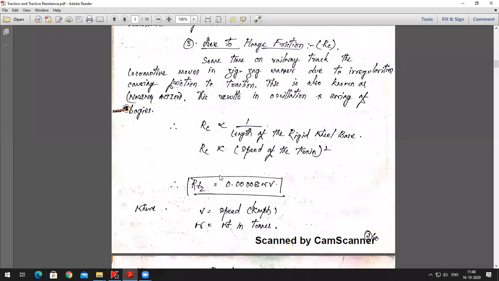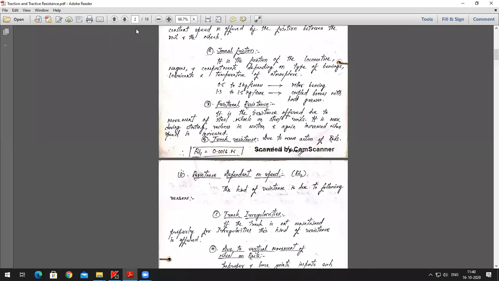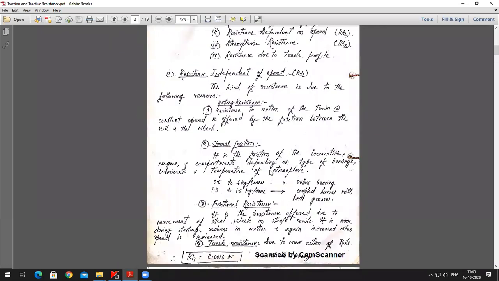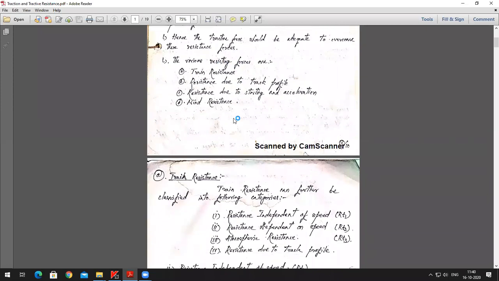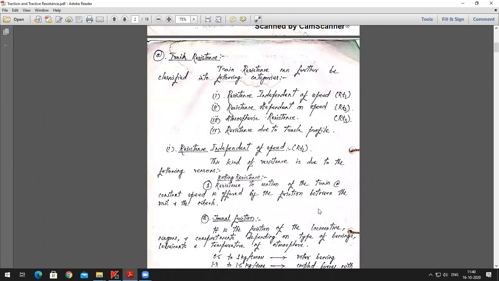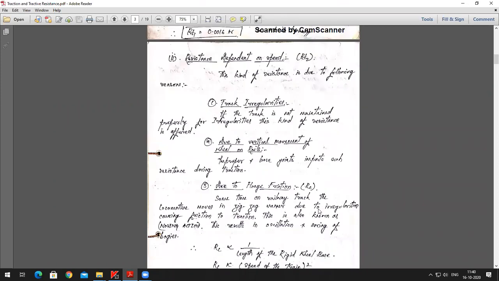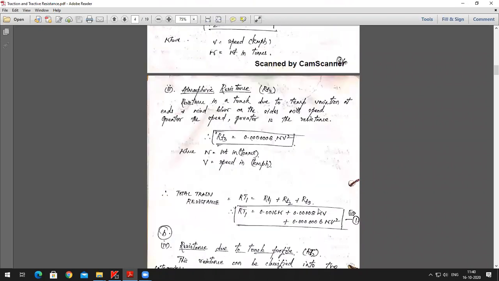Okay, so let us have a brief revision of what we had studied in the previous class. In the previous class, we had started our discussion on the first type of resistance, that is the train resistance, which included resistance independent of speed, resistance dependent on speed, and then atmospheric resistance and resistance due to track profile. Again, those have certain factors which are influential, which contribute to the resistances.